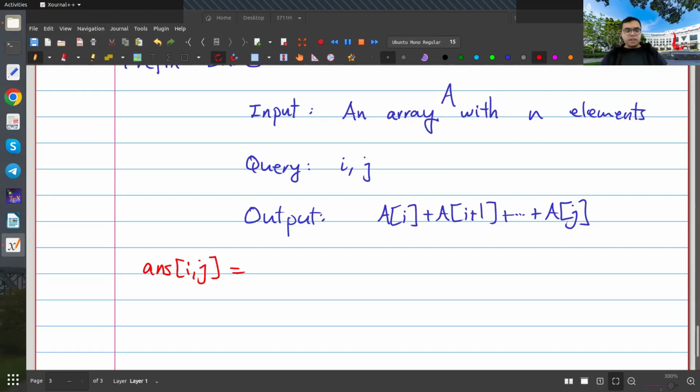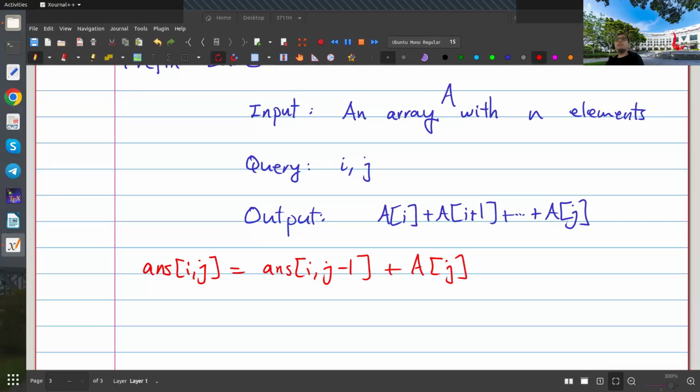And then, well, I can also easily have a recurrence relation for this. I can say this is just ans(i, j minus 1) plus the element at index j, right? But this is not good because I have too many subproblems here, right? For every pair i, j, I have one subproblem. So I have n squared subproblems. My total runtime is becoming O(n squared). Can I do better than that?